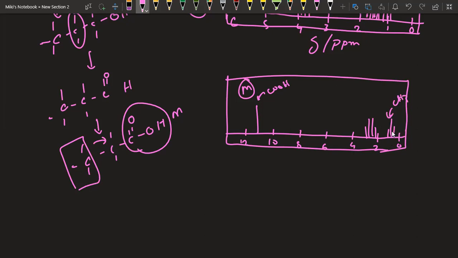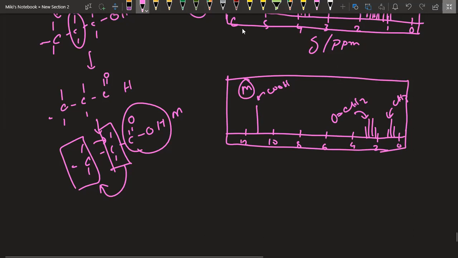CH3's environment is what? CH2, which is a triplet, because 2 hydrogens give 3 peaks. Finally, this CH2's environment is which one? This CH3. See, we have 4 peaks. That means 3 plus 1, so 4, a quartet. So this is a possibility for CH2. Or we can say that this is actually for CH2 next to C double bond O. How?